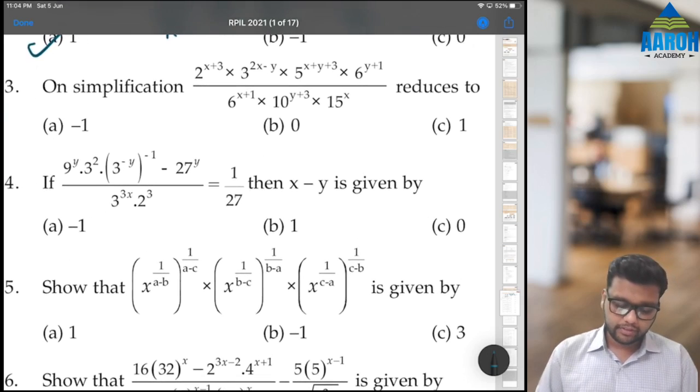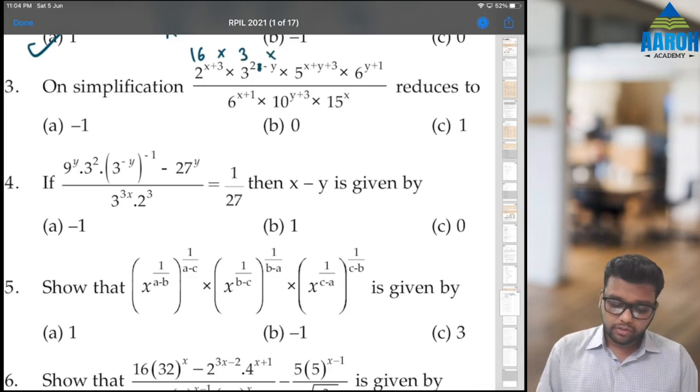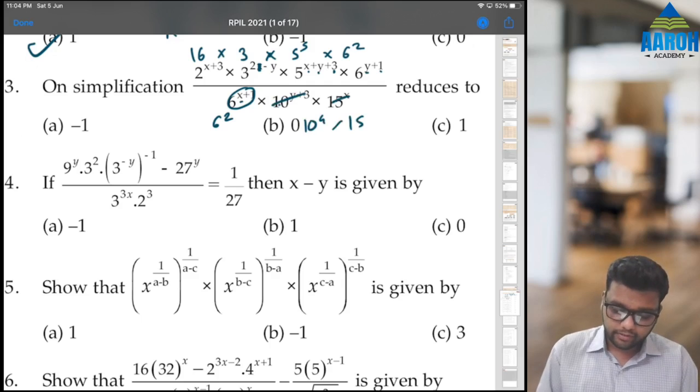Let's simplify this. 2 raised to 1 plus 3, 4. 2 raised to 4 is 16 into 3 raised to 2 into 1 minus 1. So 2 minus 1 is 1, so 3 into 5 raised to 1 plus 1 plus 3, 5 raised to 5, 5 raised to 5 into 6 raised to 1 plus 1, that is 6 square. Below, 6 raised to 1 plus 1, that is again 6 square. 10 raised to 1 plus 3, that is 10 raised to 4. 15 raised to 1, that is 15.